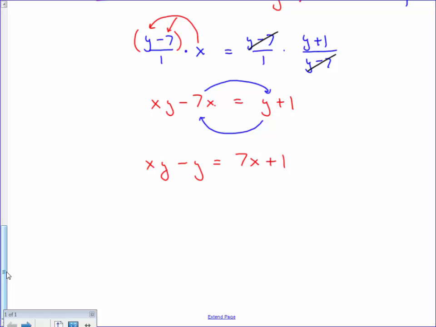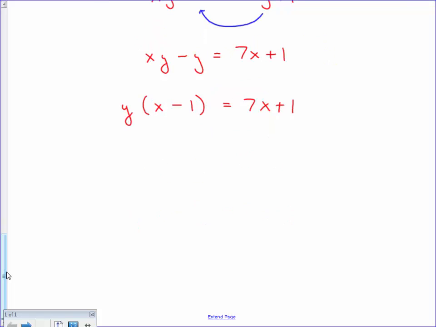Now I have the y's on the same side of the equation. I need to solve for y. Since there are two y's, factor the y out. So I would factor y out, I'd be left with an x, and then a minus 1 equals 7x plus 1. Now finally, to solve, I would divide by my x minus 1. So I'd have y equals 7x plus 1 over x minus 1.